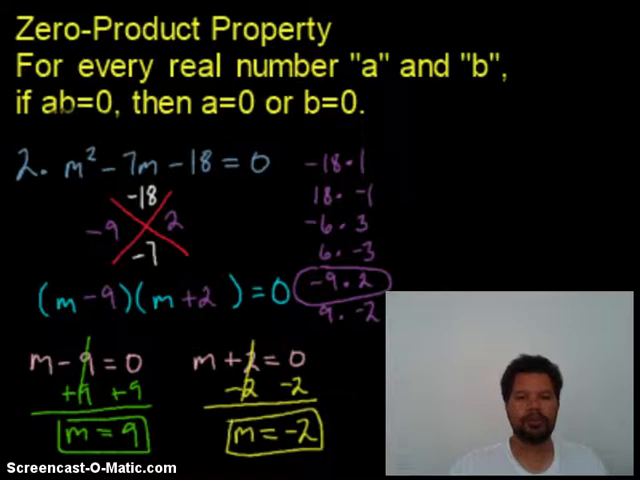So for this trinomial, or this quadratic equation, the values of m that make this equal to 0 are 9 and negative 2, meaning if I substitute 9 into here, it's going to equal 0. If I substitute negative 2 into here, it's going to equal 0, because we know from here we can see that these two become 0 with these values.